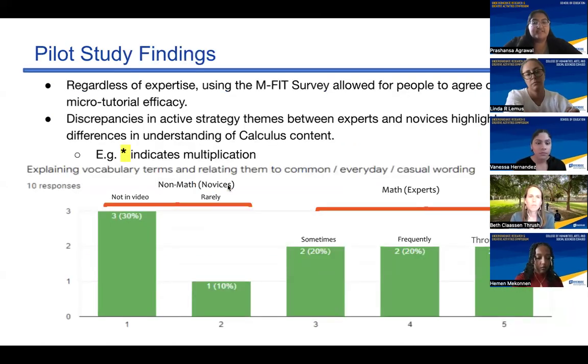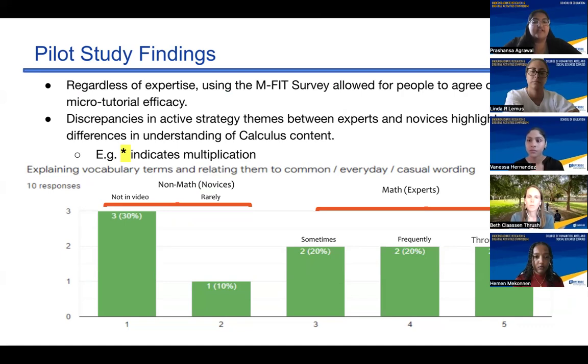Overall, what the pilot study found was that amongst the 10 math experts and novices, regardless of their expertise, they were in agreement when it came to identifying and ranking the videos based on the MFIT survey. In cases where there were discrepancies, it highlighted how and what novices, meaning non-math experts in this case, viewed differently from experts in calculus. For example, how mathematical vocabulary was based on prior knowledge.